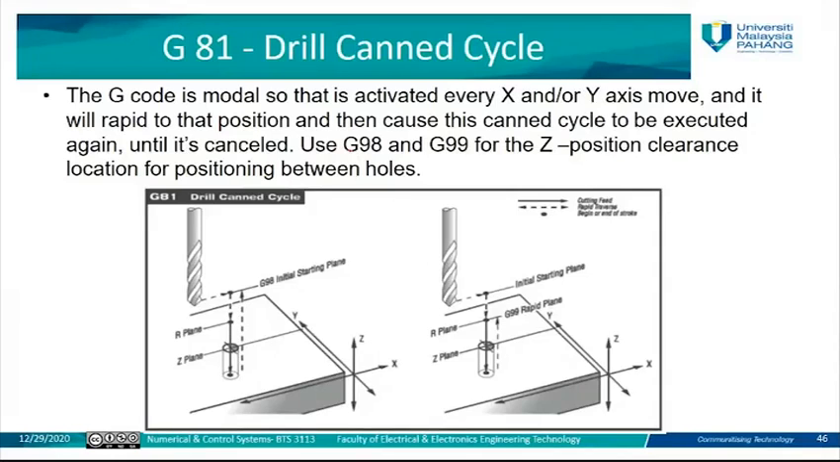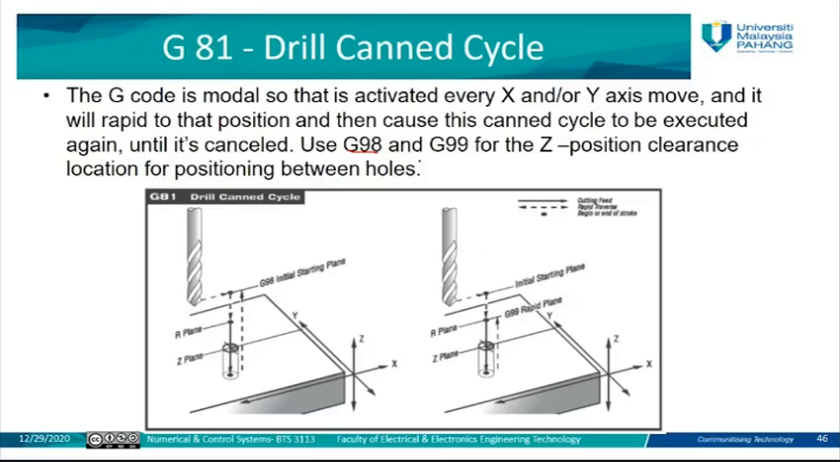There are also G98 and G99 that we need to use for the Z position clearance. This is used after the drill completes creating the hole. So these two G codes will be used for the positioning clearance to avoid any damage to the workpiece after finishing creating the hole. So the spindle will go up and stop at the R plane, waiting before going to the next drill hole.